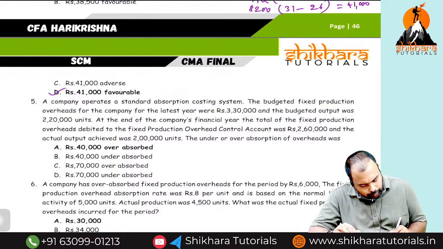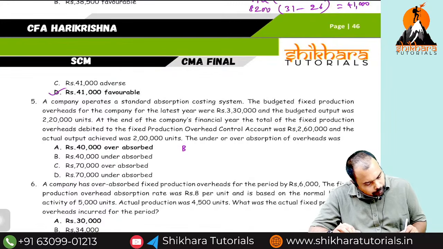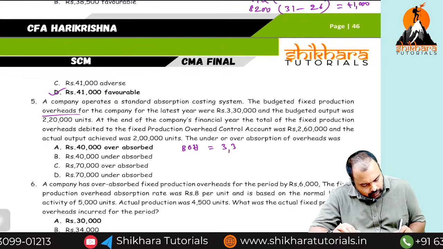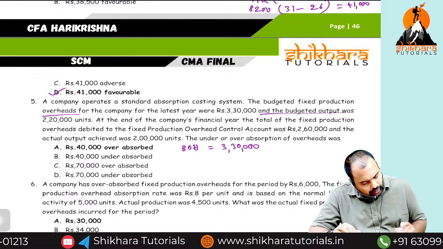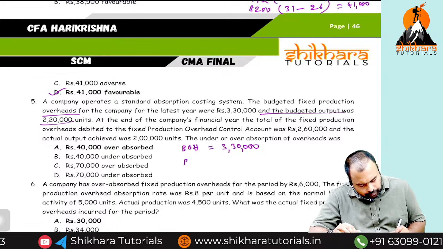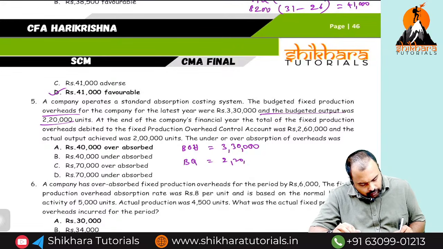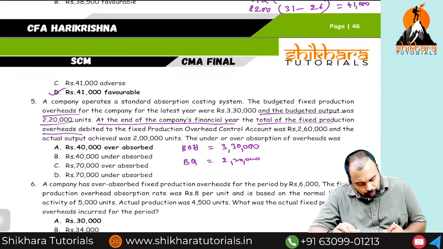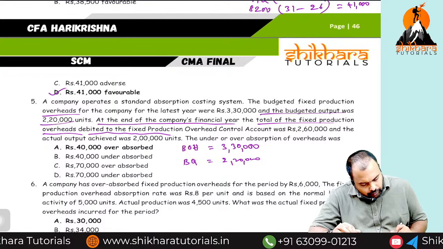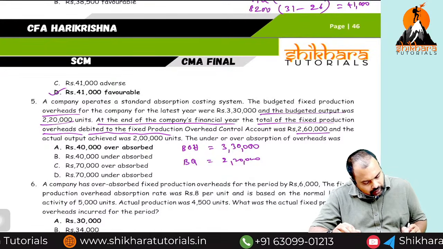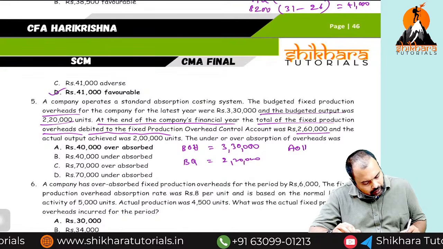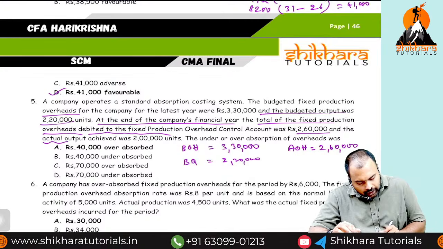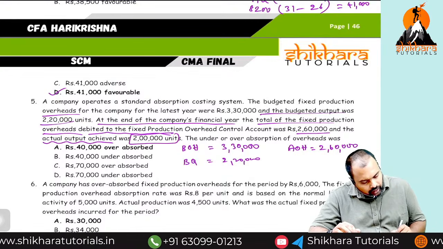So BOH, the budgeted overhead, is equal to 3,30,000, and the budgeted output was 2,20,000. At the end of the financial year, the total fixed overhead absorbed, debited to the fixed production overhead account, was 2,60,000. So AOH is equal to 2,60,000. That is the actual one. And the actual output is 2 lakh units only. What is the under absorption or over absorption?